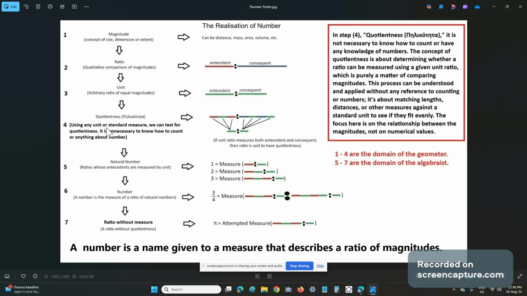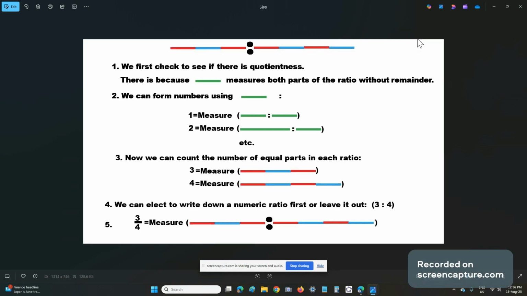Even the Greek morons of today in Greek universities don't understand this definition of Euclid. What it means is, does this ratio have a common measure for its parts? In other words, is there a magnitude, not a number, a magnitude that measures both? Is there? Okay, well, let's see.